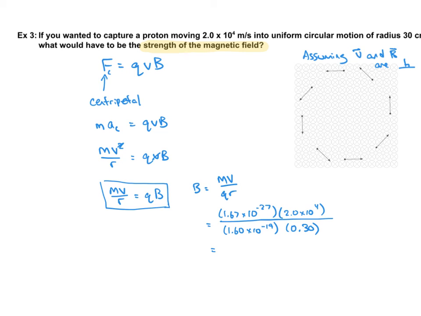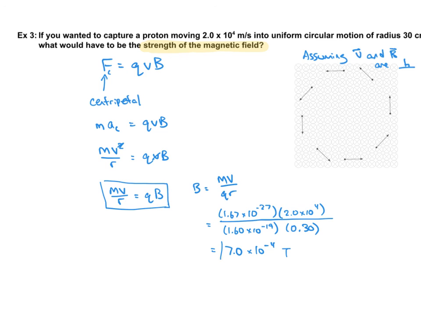Okay, so I'll go to my calculator, and so 1.67 times 2 divided by 1.6 divided by 0.3 gives me 6.96, or 7.0 if I go to two significant figures. And now I'll do my exponent laws. So 10 to the negative 27 times 10 to the 4 makes 10 to the negative 23. Divide that by 10 to the negative 19, that makes 10 to the negative 4 overall. And the units would be whatever the SI units are for a magnetic field, which are Teslas.